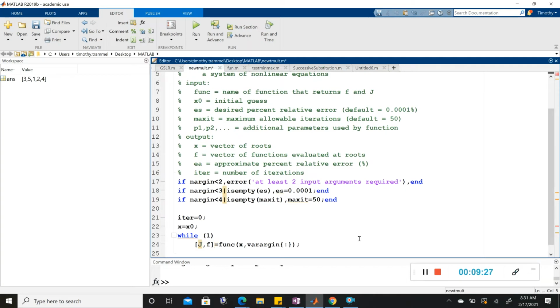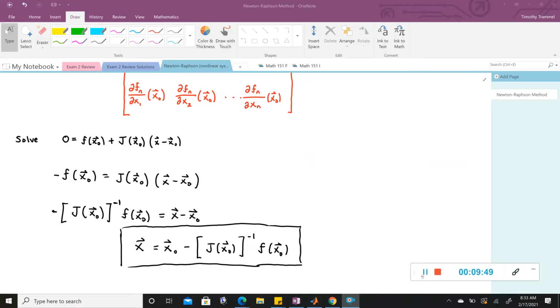And then next we are going to compute, let me go ahead and type it here, what we're going to call dx, which will be the Jacobian backslash f. And let's see what that is here in our OneNote.